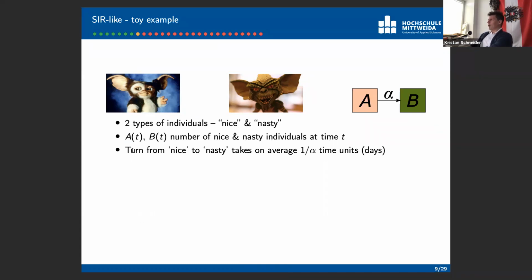They ultimately turn from nice to nasty. If you remember, these individuals were the gremlins, right? So assume they all have eaten after midnight. So now they turn into nasty creatures. And that takes, on average, 1 over alpha time units. In our case, it will be days. So we will illustrate that typically by a graphic, by a flow diagram.